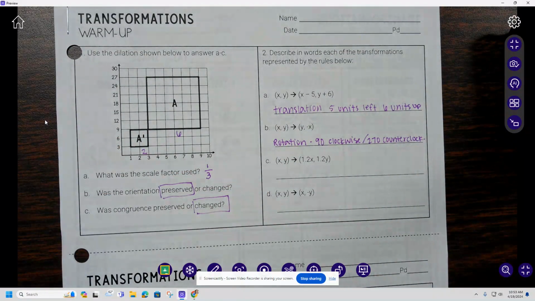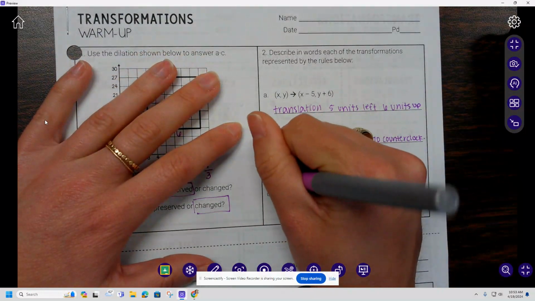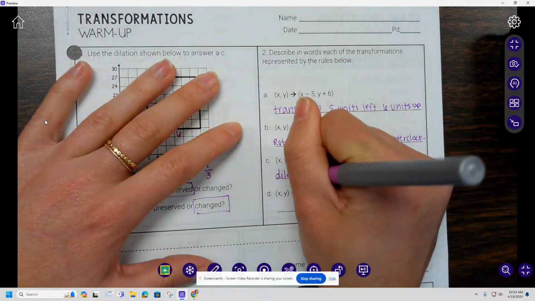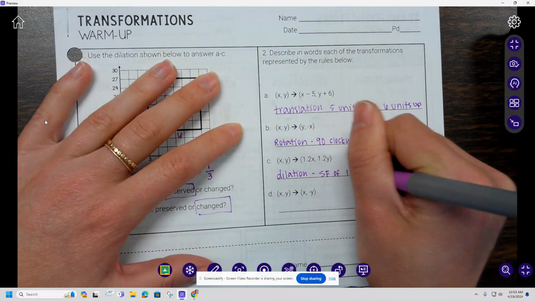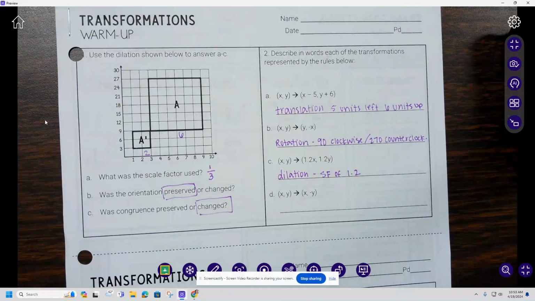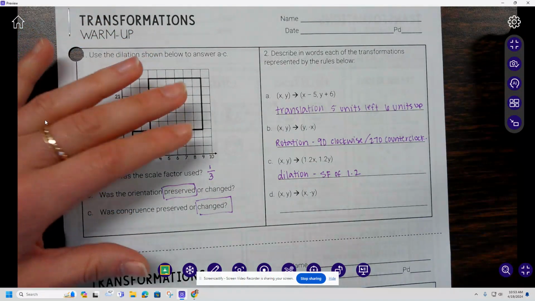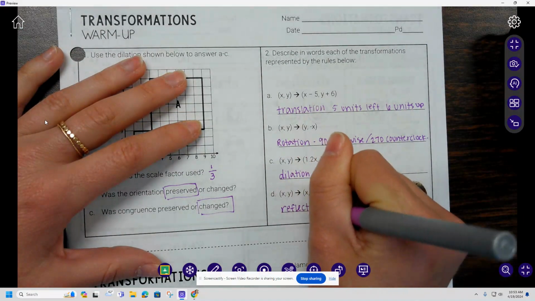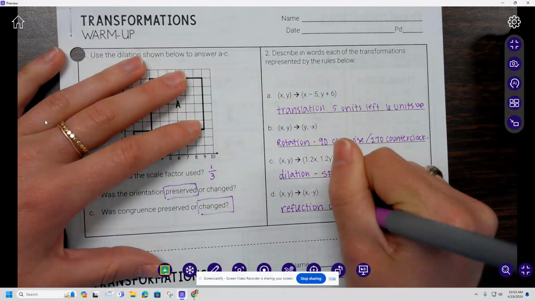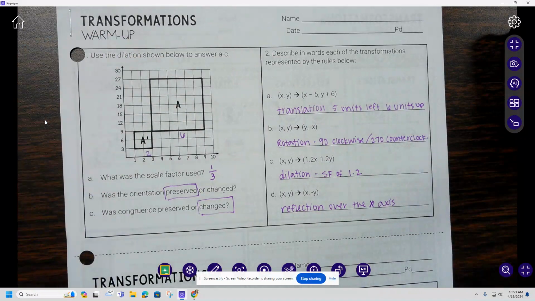C, so I go from (x, y) to (1.2x, 1.2y). So this would be a dilation, with a scale factor of 1.2. And then letter D, I go from (x, y) to (x, negative y). So this is a reflection over the x axis. So go ahead and check your answers.